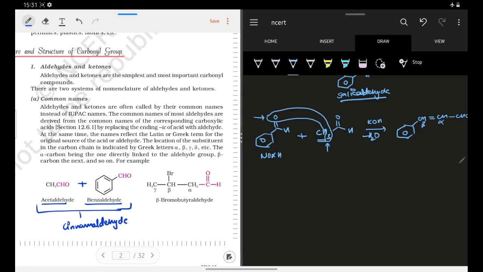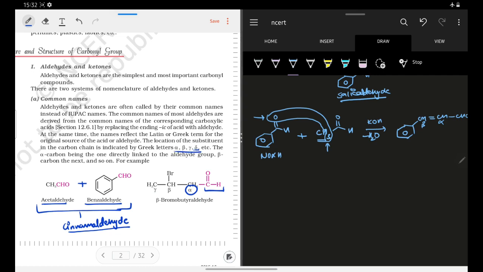Now what they have also tried to tell you is that the carbon which is next to this C double bond OH group, or the carbon that is attached to your carbonyl carbon atom is termed as alpha, then beta, gamma, and then comes delta also. So this is delta.